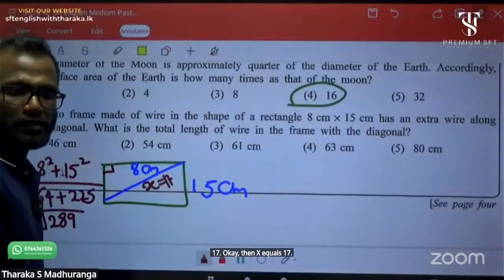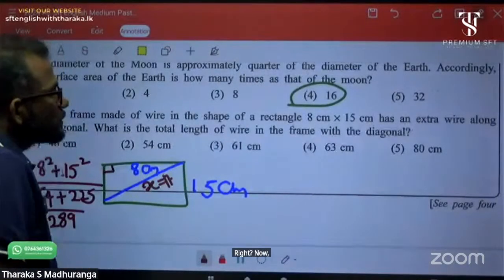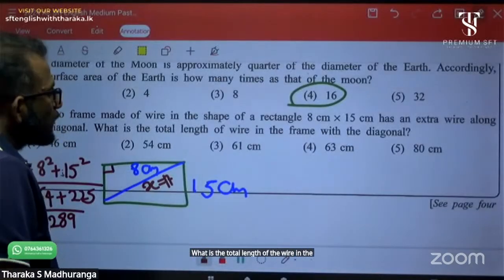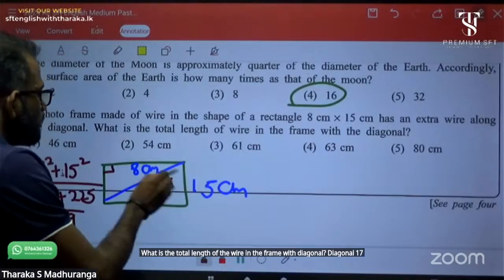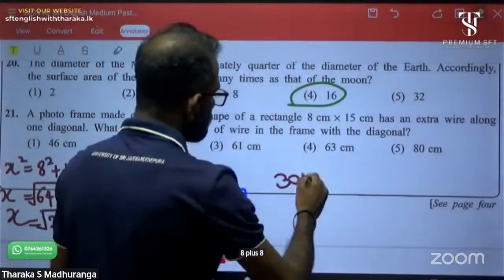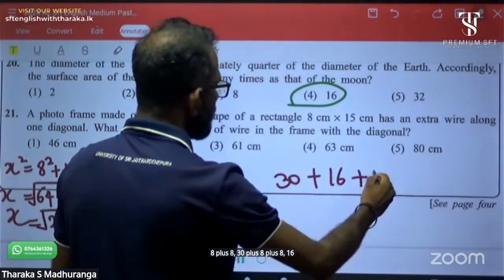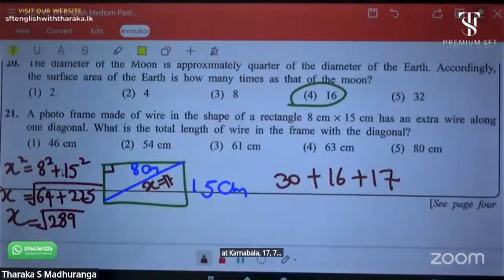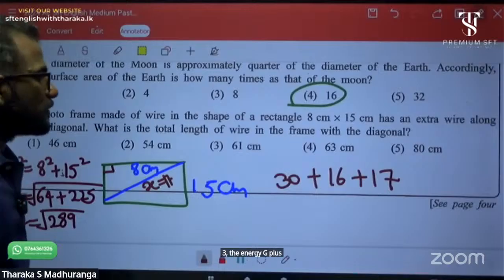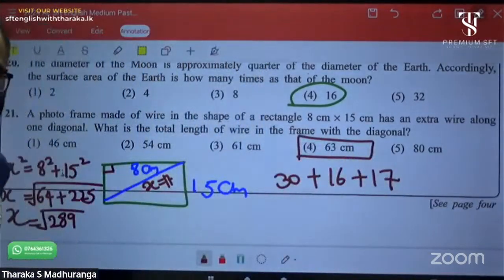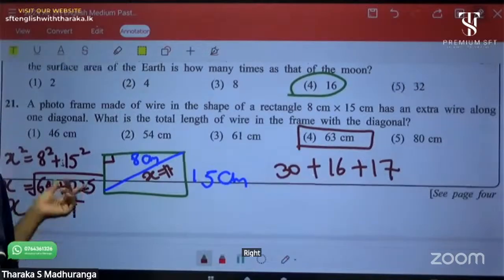Now the question asks, what is the total length of the wire in the frame with the diagonal? Diagonal 17. Now 15 plus 15 is 30, 8 plus 8 is 16, 30 plus 16 is 46, plus diagonal 17, that is 63. Right? 63.